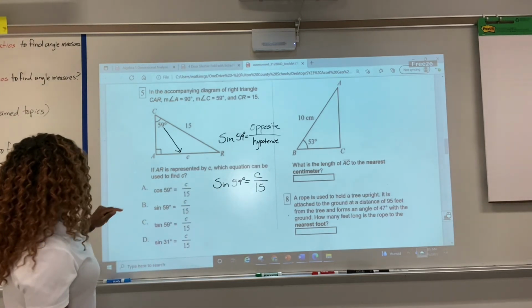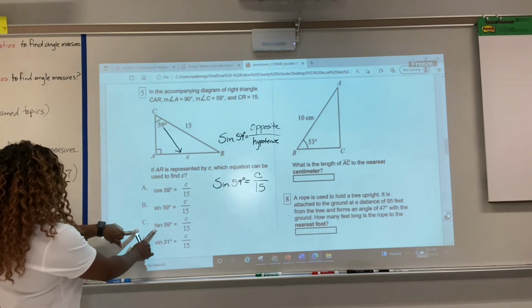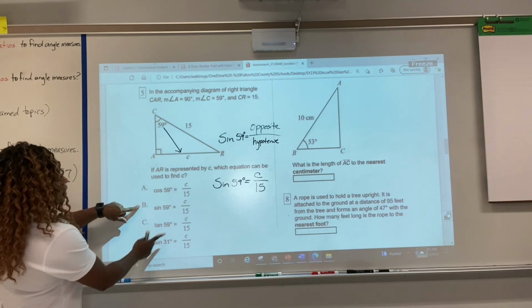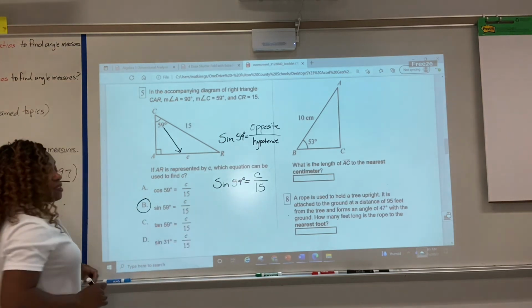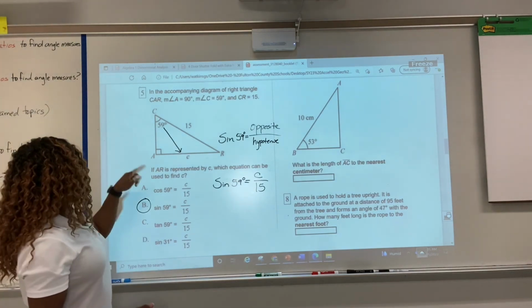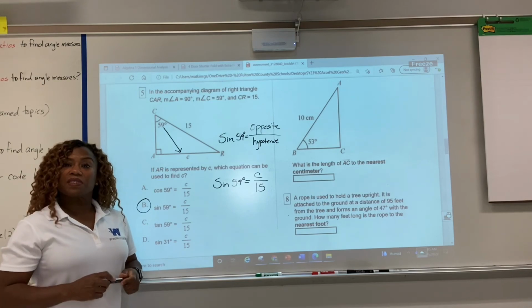And that one actually matches, well, this is cosine, so it's not that one. This is tangent, it's not that one, so it's one of these. But look at the angle measure, 59 degrees is C over 15. So this is the equation that we would use in order to find the value of C. All right, let's take a look at number 6 through 10.